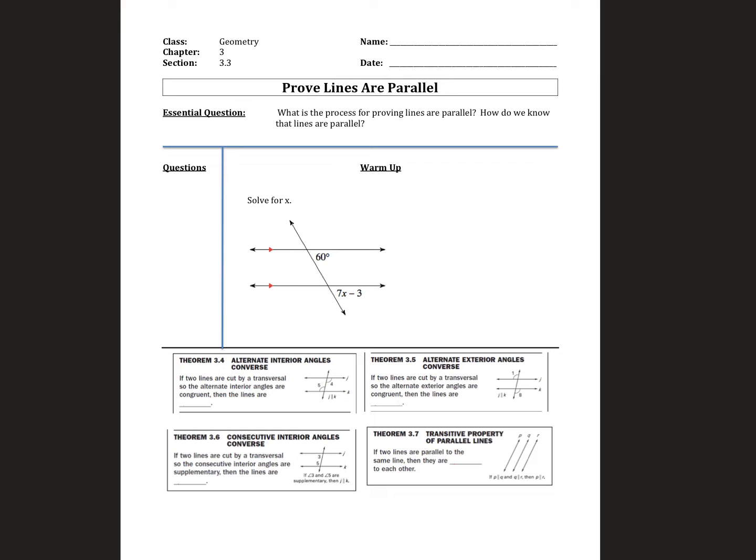So we have a warm-up here. We have these parallel lines, and we have 60 degrees and 7x minus 3. What kind of angles are those there? It looks like they're matching. They're in the bottom right, bottom right. Those are corresponding angles. So I want you to go ahead and solve that and see if you are going to set them equal or add them up to 180. Go ahead and give it a try.